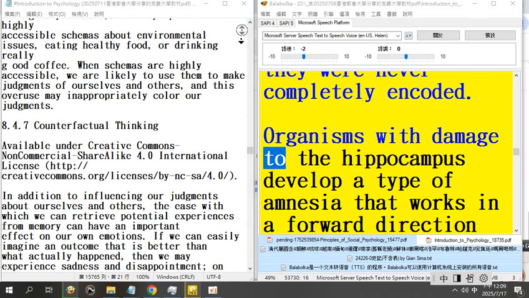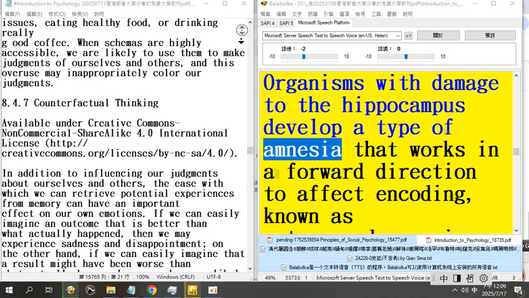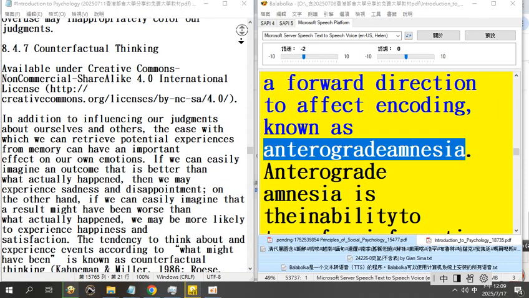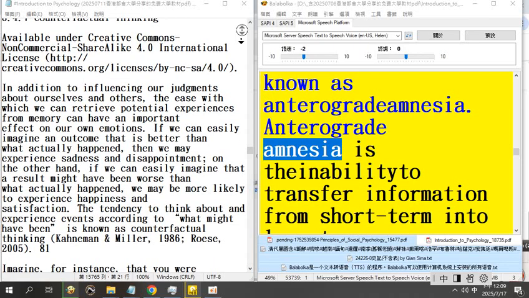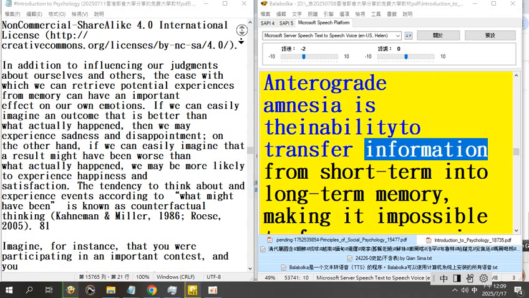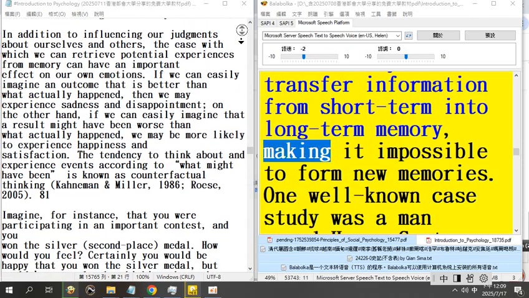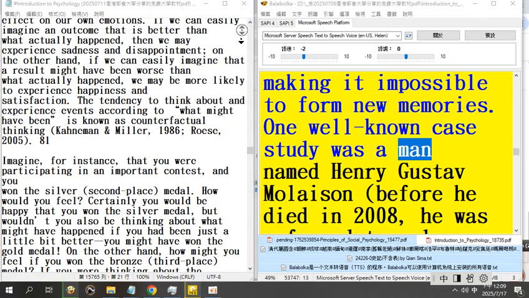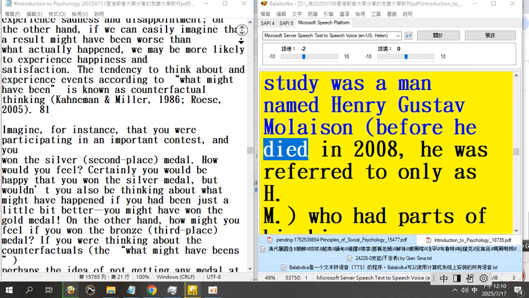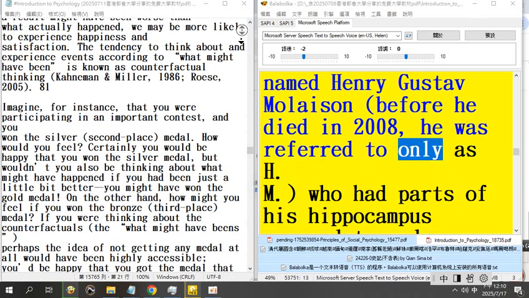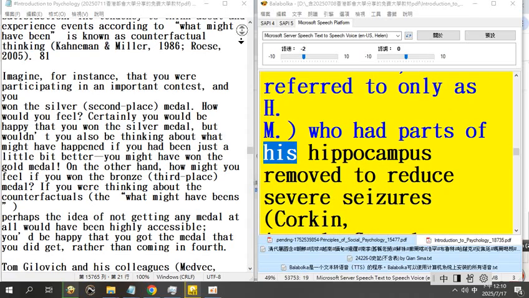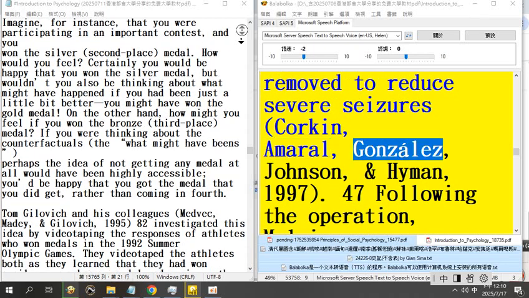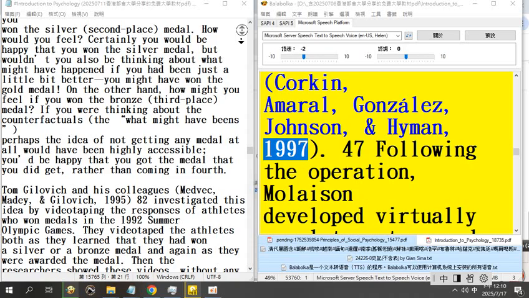Organisms with damage to the hippocampus develop a type of amnesia that works in a forward direction to affect encoding, known as anterograde amnesia. Anterograde amnesia is the inability to transfer information from short-term into long-term memory, making it impossible to form new memories. One well-known case study was a man named Henry Gustav Molaison. Before he died in 2008, he was referred to only as H.M., who had parts of his hippocampus removed to reduce severe seizures. Corkin, Amaral, Gonzalez, Johnson, and Hyman, 1997.